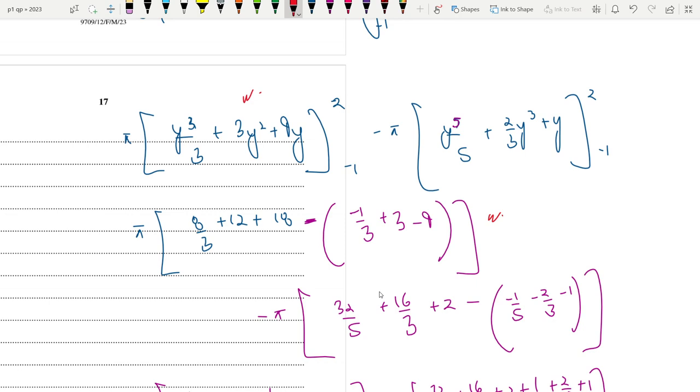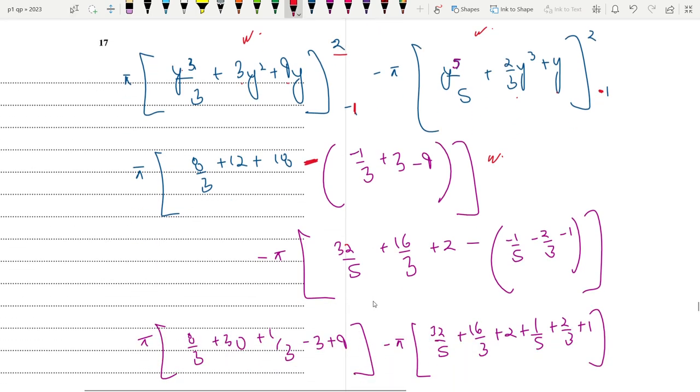Okay, so I input 2 here: 8 by 3 plus 12 plus 18 minus, then I input minus 1: minus 1 by 3 plus 3 minus 9. Please be wary of the minus sign in between. And for this one, what do I get? 2 to the power 5 is 32. 32 by 5 plus 16 by 3 plus 2 minus, and inside the bracket I do this again, minus 1 by 5 minus 2 by 3 minus 1.